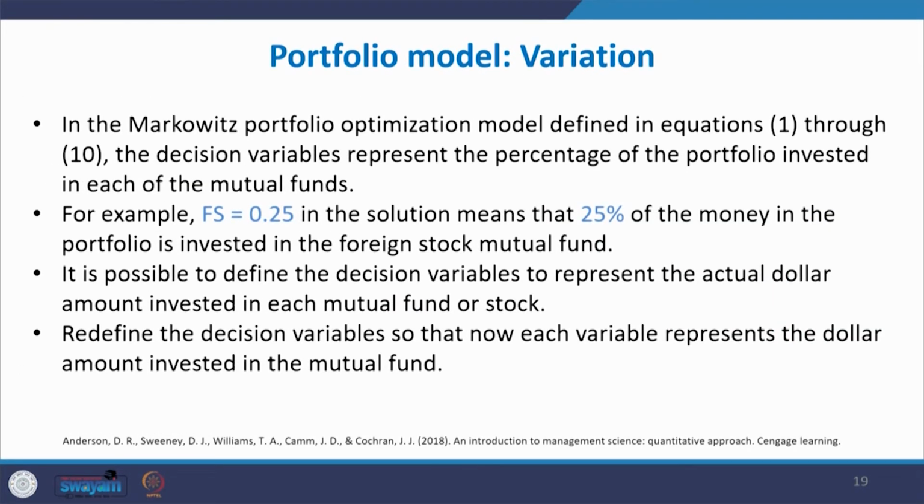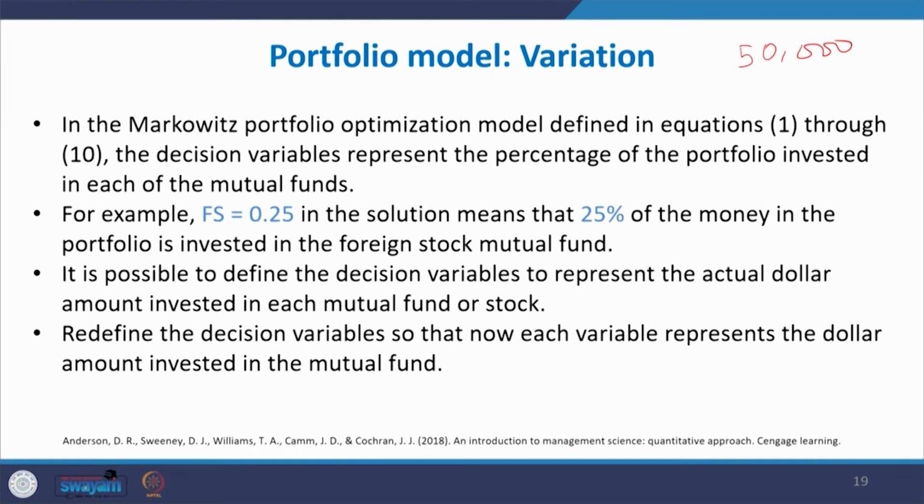Now we will modify this problem, then we will solve it. Previously, our result was given in terms of percentages invested in different assets. But assume that now I have some money, say $50,000. How much amount has to be invested in each asset? That is the portfolio model variation.